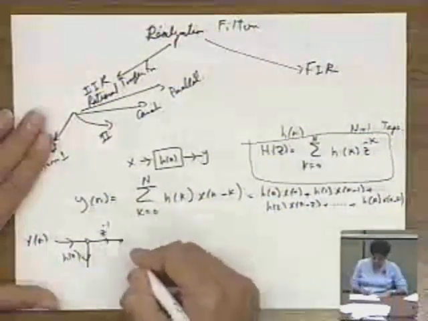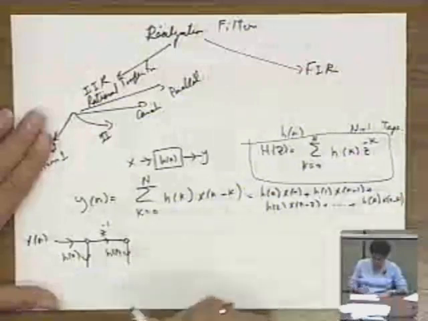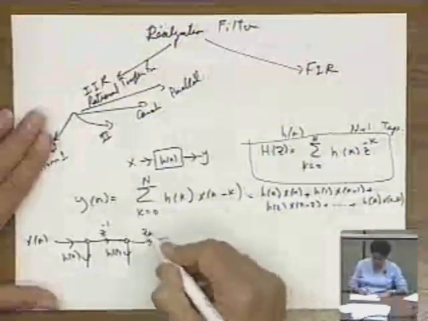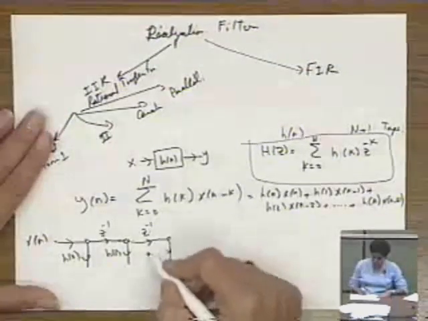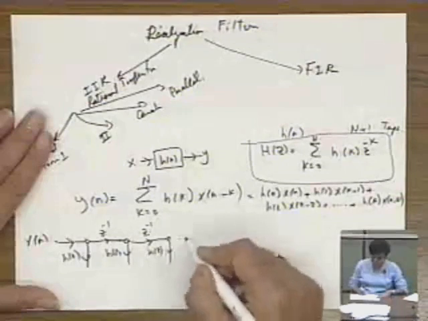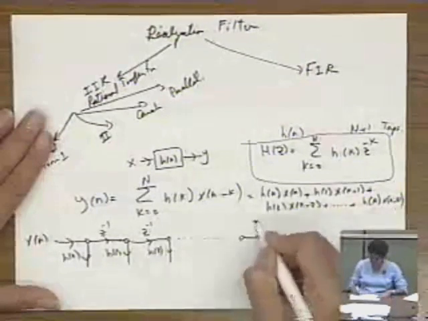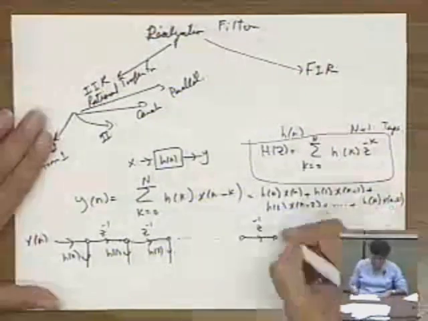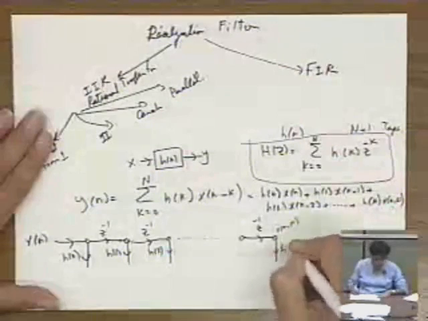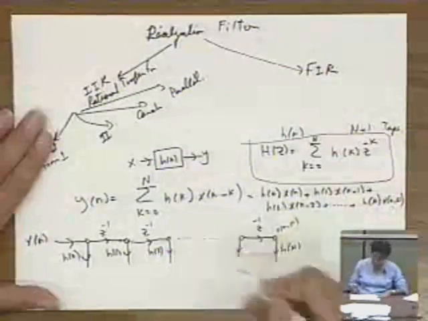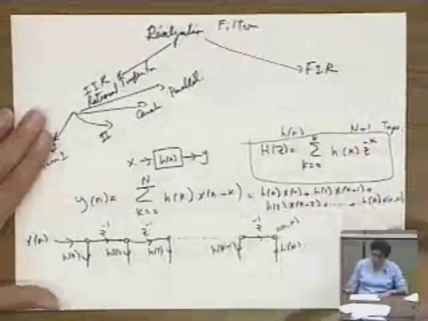And then we're going to be delaying it by 1 to generate at this node x of n minus 1, and then multiplying by h of 1. Then delaying it by one more delay element, and multiplying it by h of 2, all the way to the last piece, which is delayed for the last time to generate x of n minus N, and then multiply that by h of N. And before that, you were multiplying it by h of N minus 1.